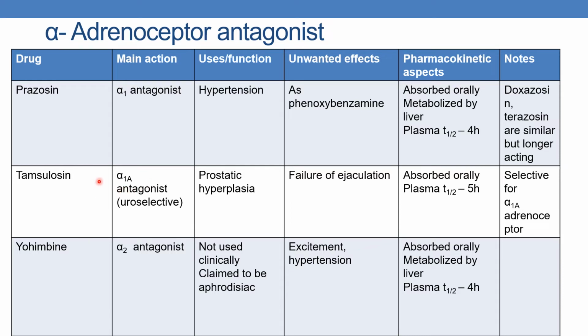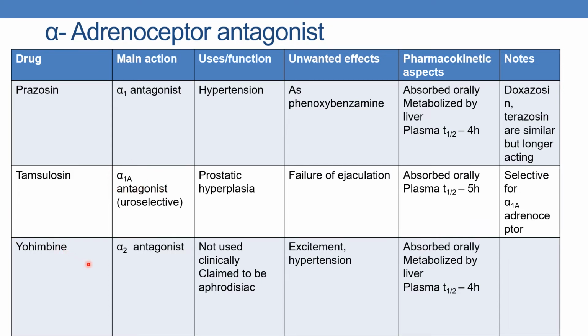Next is tamsulosin. It is an alpha 1A antagonist and it is uroselective. It is mainly used to treat benign prostatic hyperplasia, BPH. Unwanted effects are failure of ejaculation. Pharmacokinetic aspects: it is absorbed orally. Plasma T-half is 5 hours. It is selective for the alpha 1A adrenoceptor. Tamsulosin is an alpha 1A antagonist.